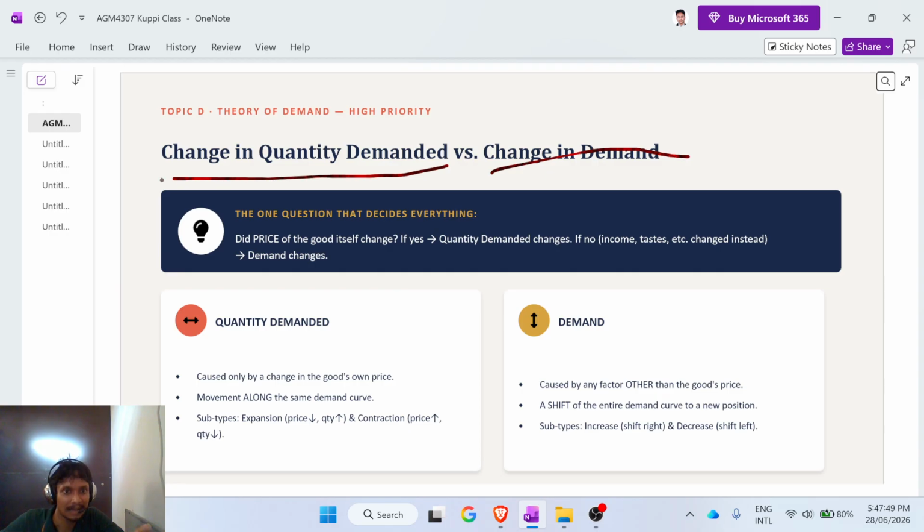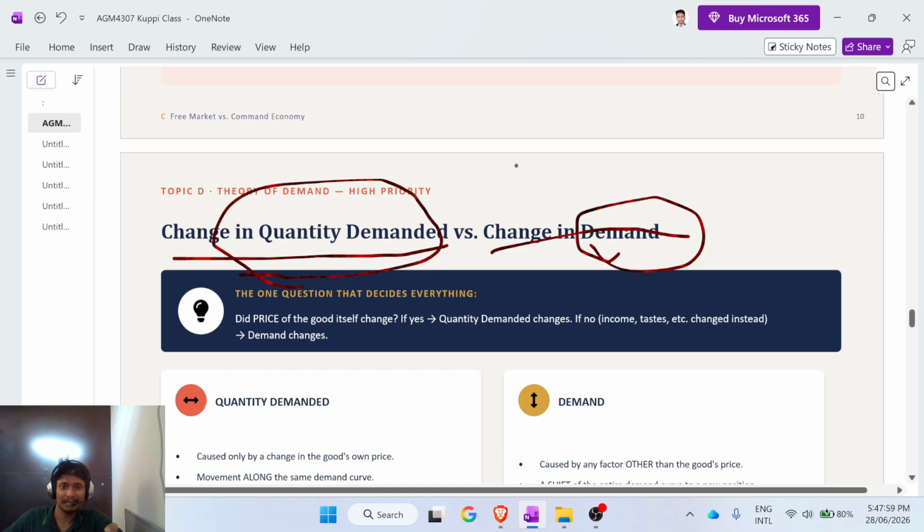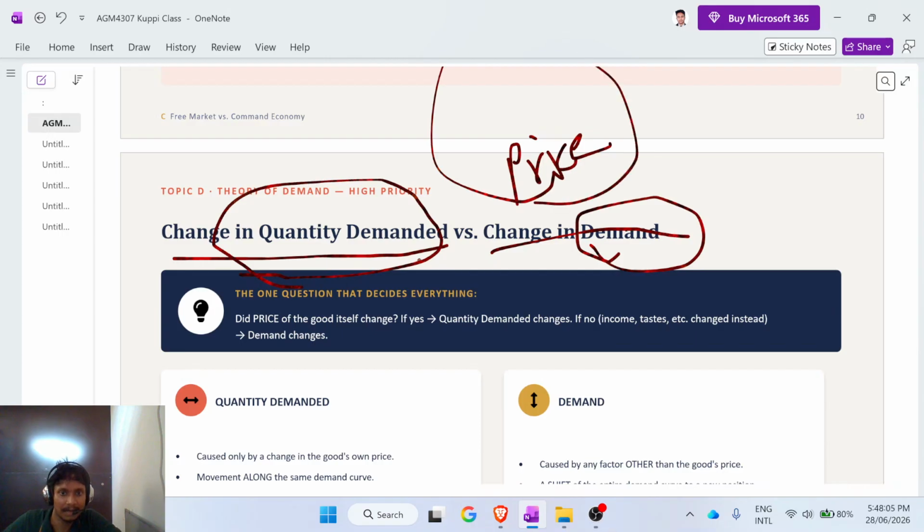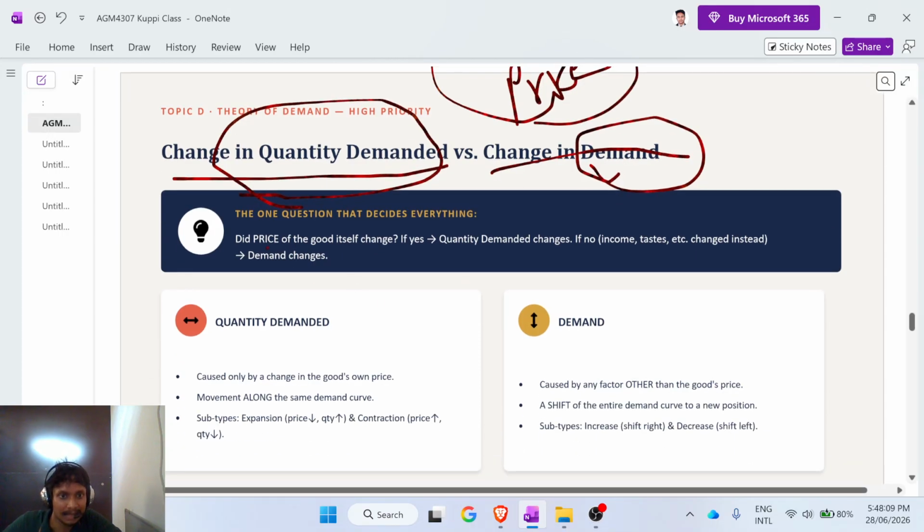We can discuss one thing, which is change in quantity demanded, and the other one, which is change in demand. One is demand, the other one is quantity demanded. Here the main thing is price. Okay, please read this: did the price of the good itself change?